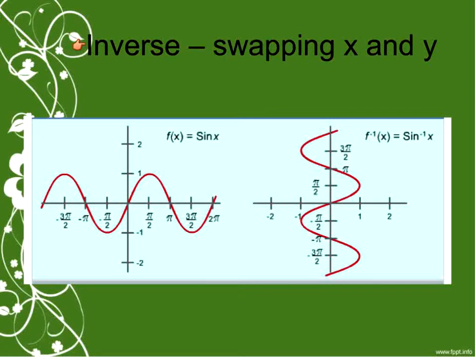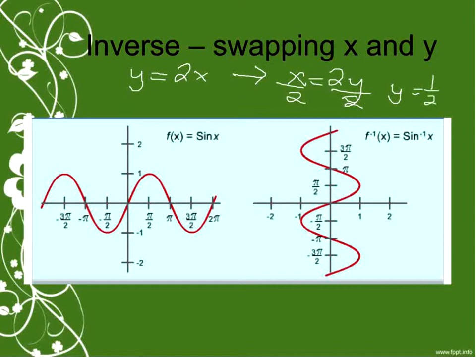So just a quick reminder about what an inverse actually is. It's where you swap your x and your y value in your equation. So let's do a basic one real fast. If I had y equals 2x, the inverse of that would be x equals 2y. So I'd divide by 2, and I would get y equals 1/2 x. They are inverses of each other. And when you graph the original and you graph the inverse, they're just flipped. It's where your x's become your y's and your y's become your x's.